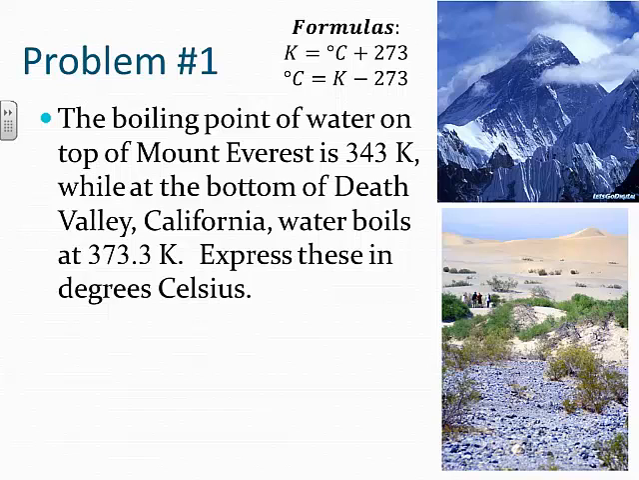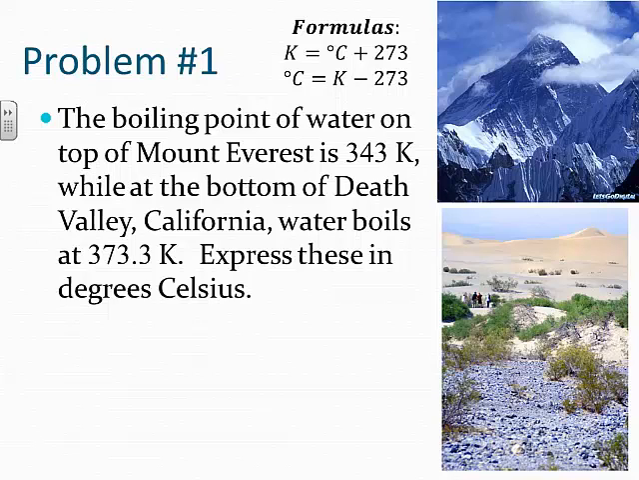It really doesn't matter which one of those formulas you use. However, the one on the bottom is already solved for degrees Celsius, so it's probably the easiest to use. We would substitute 373.3 in for K in that bottom equation and subtract 273. When we do that, we get 100.3. But be careful, remember significant figures.